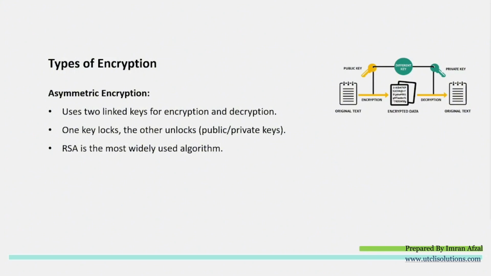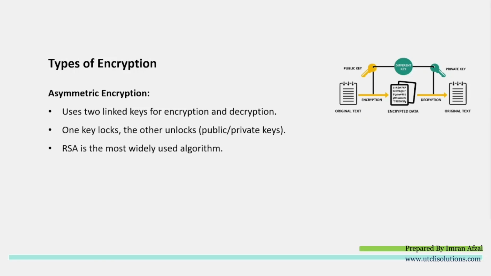Let's consider an example. Well, now consider a mailbox with a unique twist. It has two keys. One key, let's call it the public key, can only lock the mailbox, and the other key, let's call it the private key, can unlock it. You hand out copies of the locking key to everyone, but only you hold the unlocking key. This is the essence of asymmetric encryption.